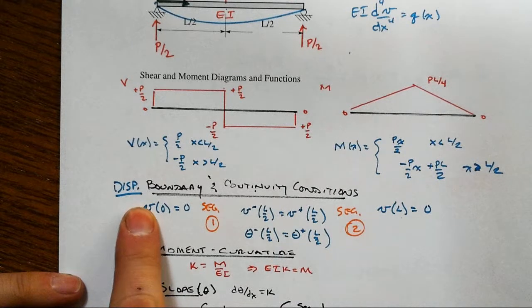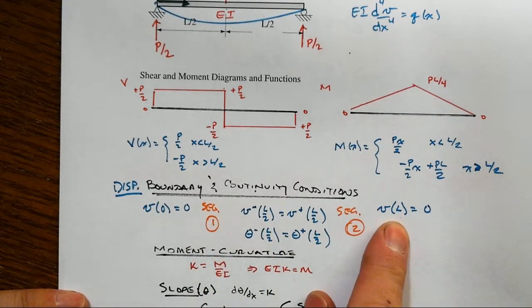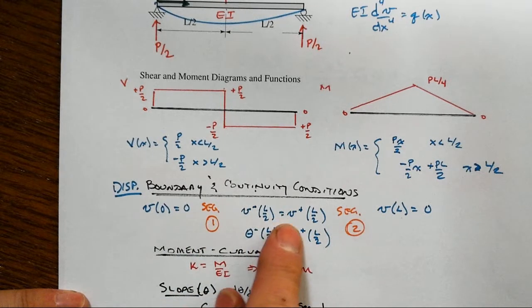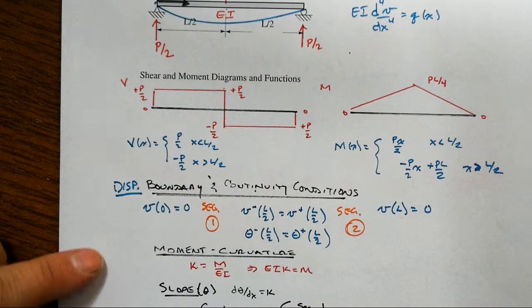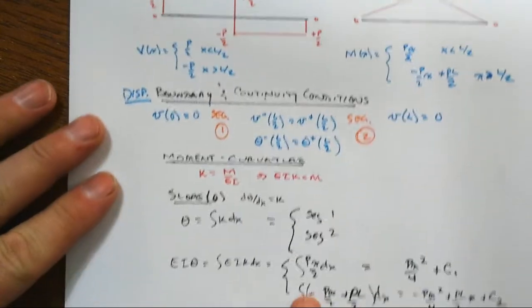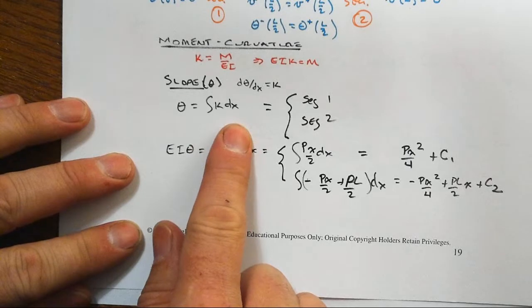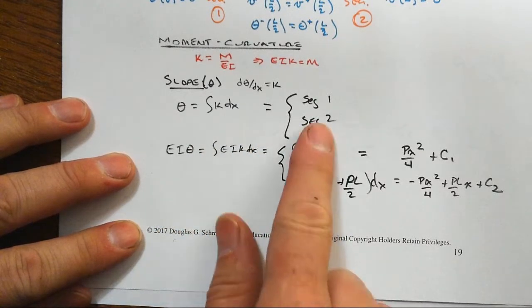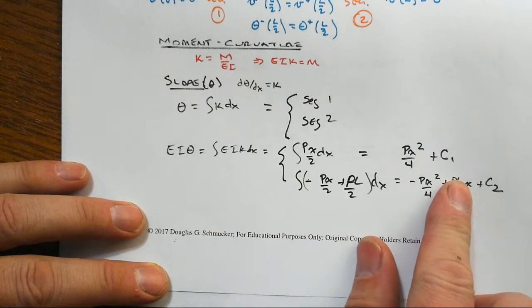approach. Then we have displacement, boundary, and continuity conditions that set up displacements at two particular locations of continuity in the segment of the solutions there in the middle. And we got moment curvature. We've got these slopes that we find by integrating curvature. That's two different segments because functionally that's the way it worked out. And they're a pain, right?